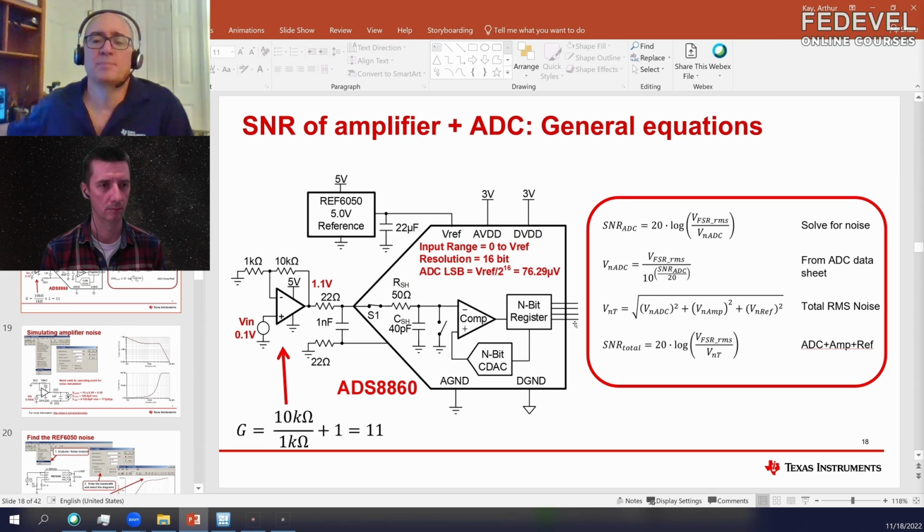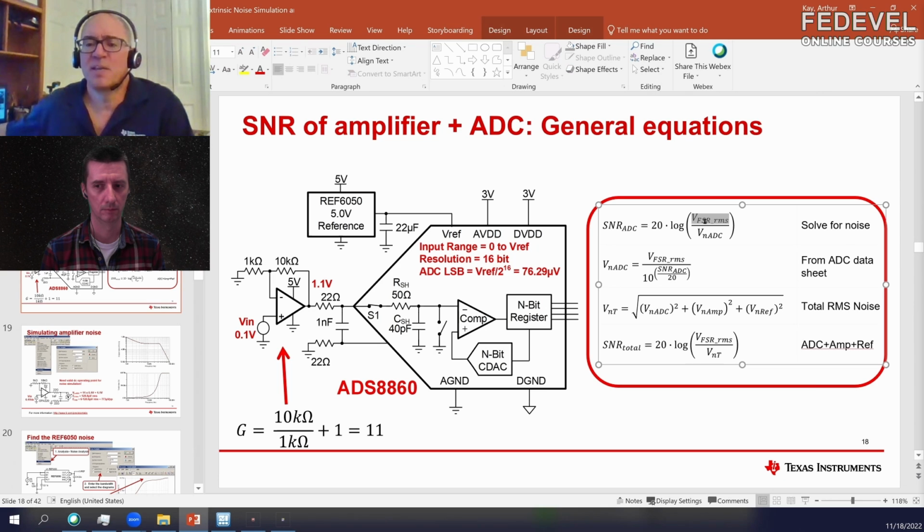And so you would basically assume that the maximum peak-to-peak input signal would be 5 volts. You need to convert that 5-volt peak-to-peak signal to an RMS. So you divide it by 2 to convert it to peak, and then multiply it by 0.707 to convert it to an RMS. So that's what that is. It's the full scale range of the converter. It has to be an RMS because the noise is in RMS, and that's how signal to noise is defined.